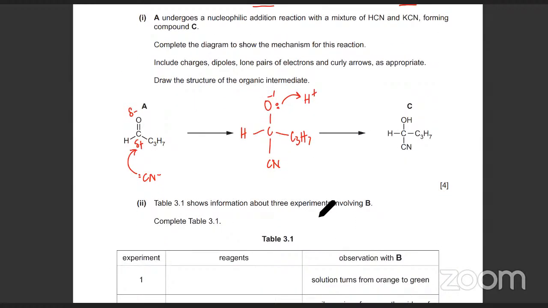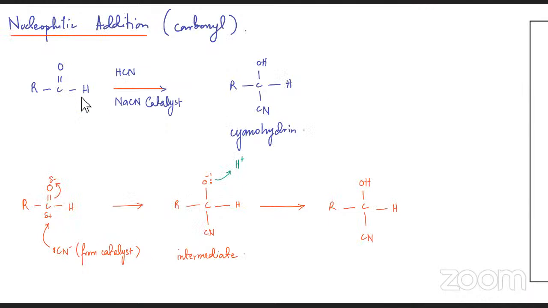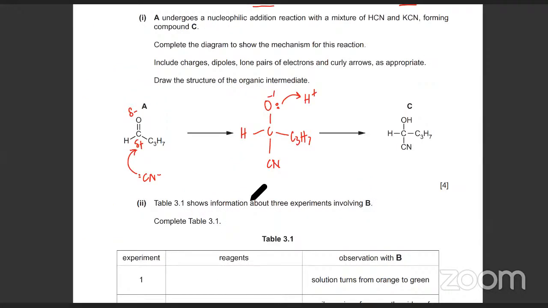The table shows information about 3 experiments involving B. I said, remember about mechanisms. Again, I repeat. Everything has to be drawn in the 3-4 mechanisms. Every arrow, every partial positive, partial negative charge. The lone pairs have to be on the right atom. If it's CN minus, the lone pairs are on carbon. If it's the intermediate, the oxygen will have the lone pairs. So everything has to be drawn exactly the same way.